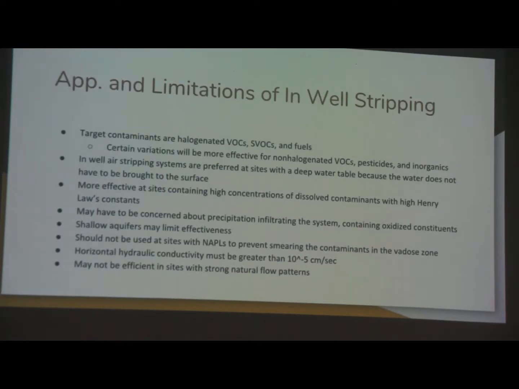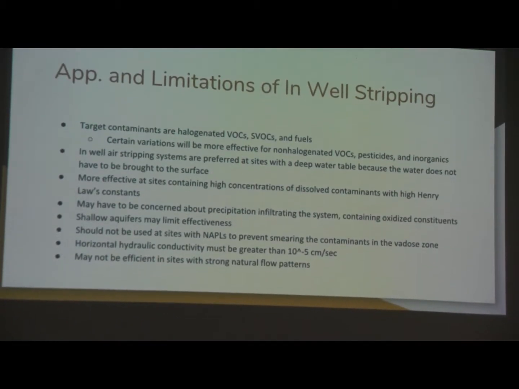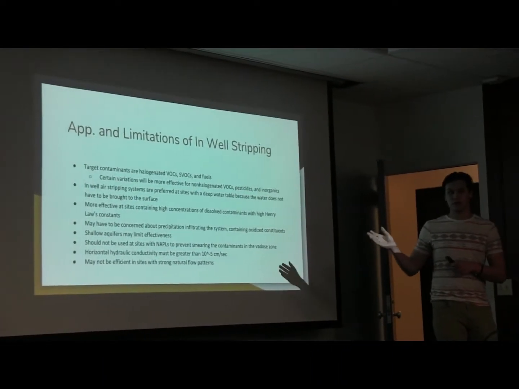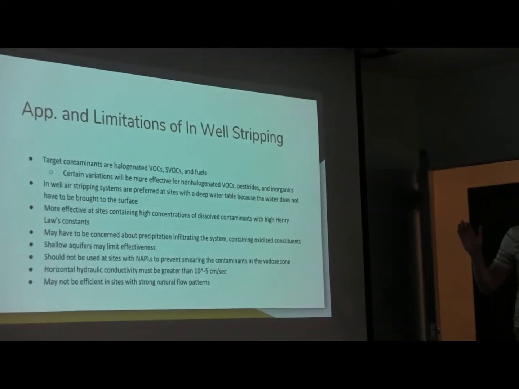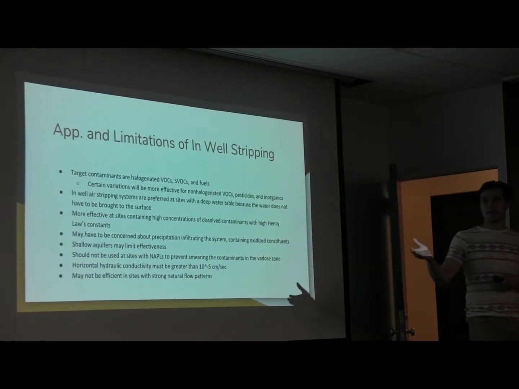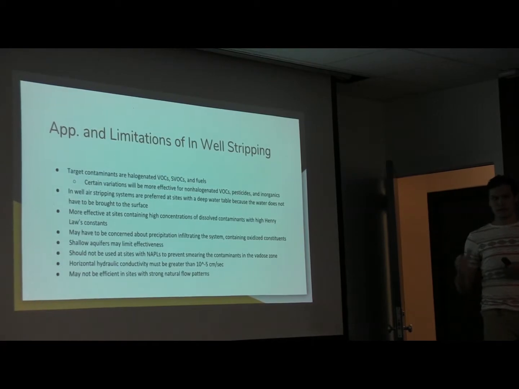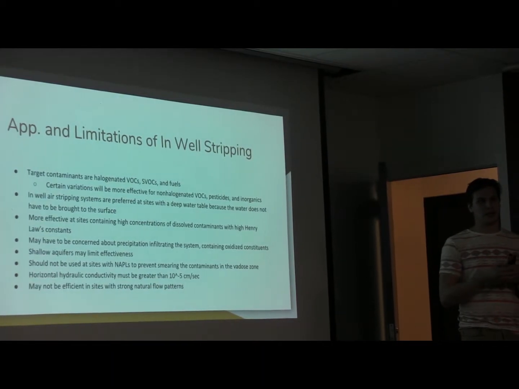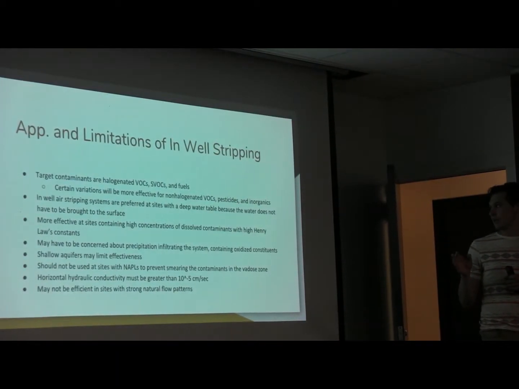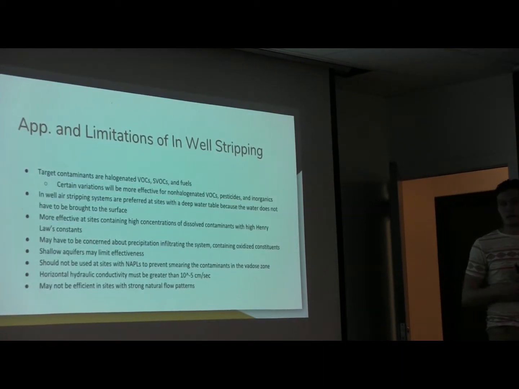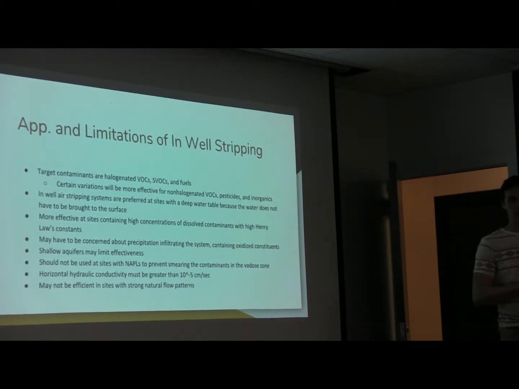So now we're going to look into what different contaminants can be remediated using this technique. As he briefly mentioned before, VOCs are going to be one of the big ones, and semi-volatile VOCs, and also some fuels as well. It is better to use this with a deep water table because the water doesn't have to be brought to the surface, as he spoke on before. So that makes things a little better when we have a deep water table. Also, it works well at sites with really high concentrations of dissolved contaminants, because these high concentrations also usually bring a high Henry's law constant, which Eric spoke on a little earlier too.